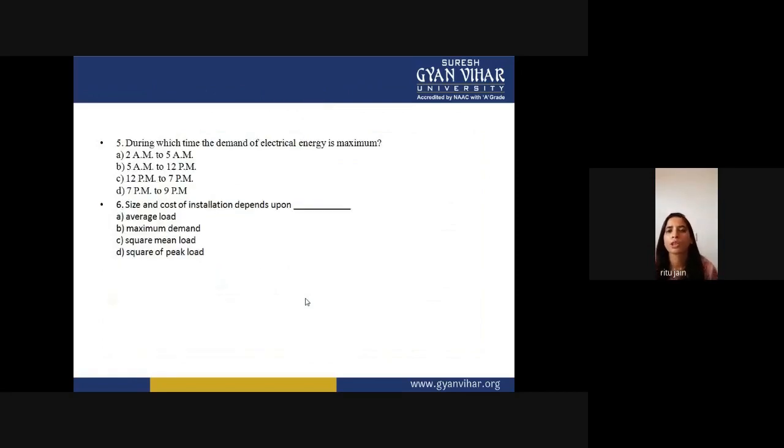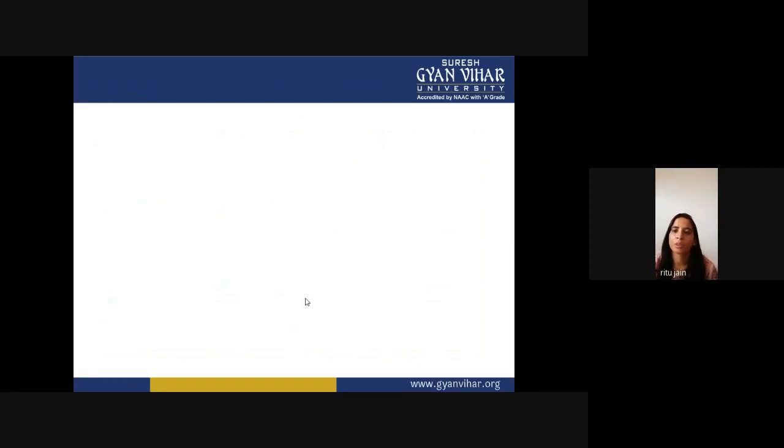Now, during which time is the demand of electrical energy maximum? From the diagram, we have already seen that in the evening hours you require a large amount of energy, which is from 7 p.m. to 9 p.m. The size and cost of installation depend upon the maximum demand. How much maximum demand you require, the installation will depend upon this.